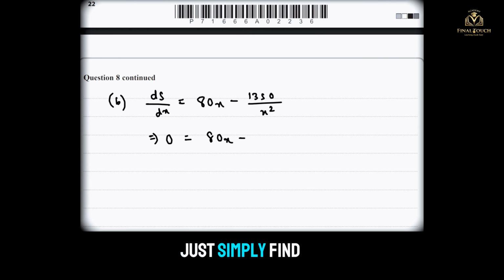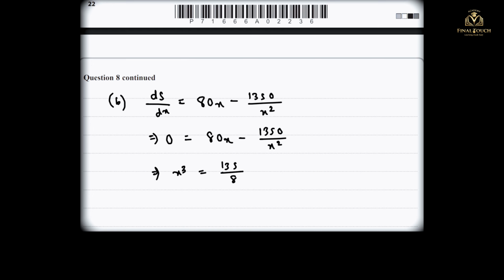Now we can simply find the value of x. We will have an equation of x cubed equals 135 by 8. If we simplify this equation, we will have this. If we calculate this by taking the cube root of the whole thing, the answer for x is 2.56.